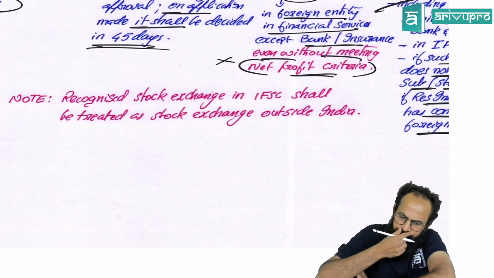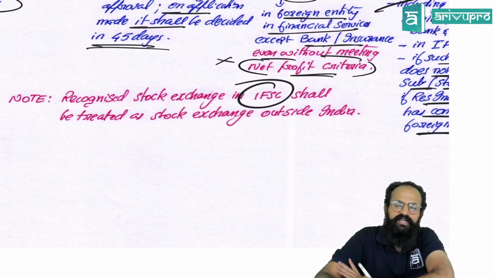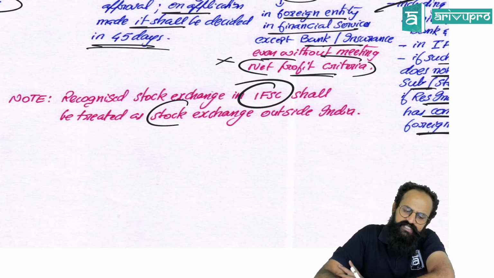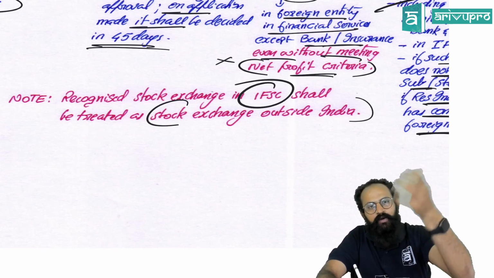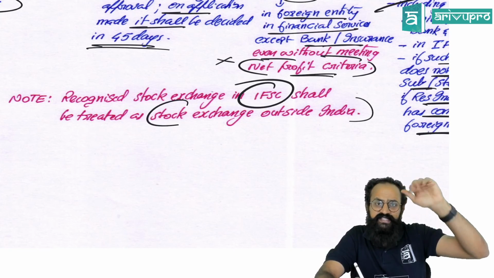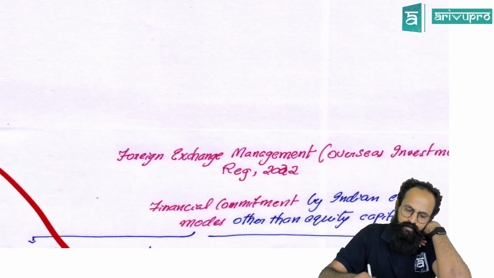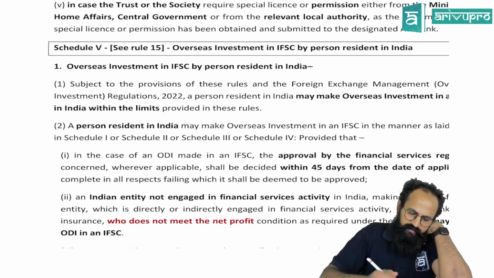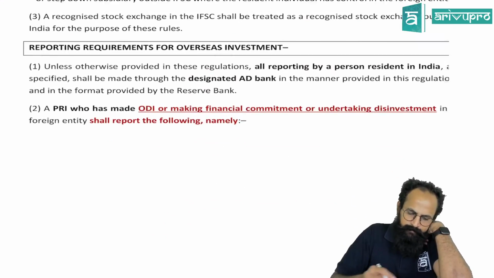Recognized stock exchanges in international financial service centers will be considered as stock exchanges which are set up outside India only. It will be considered as if it is set up outside India only. Okay. So this is your schedule 4 and schedule 5. Clear? Done? Okay.